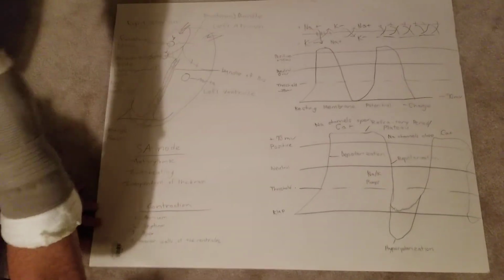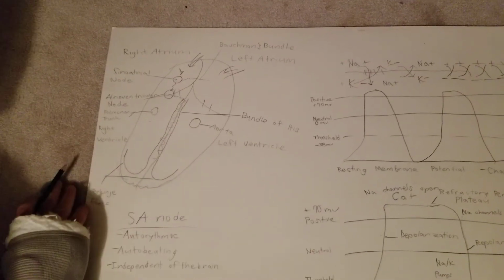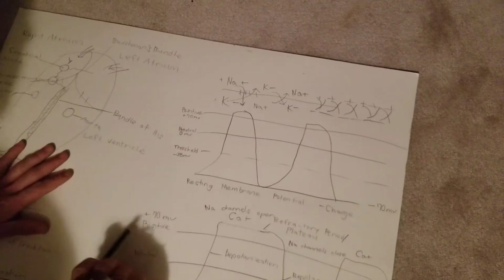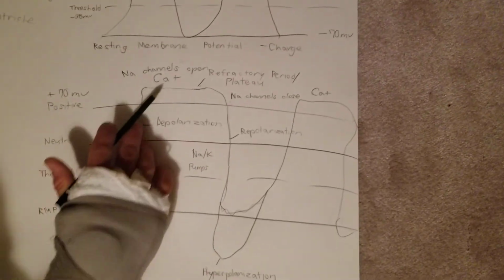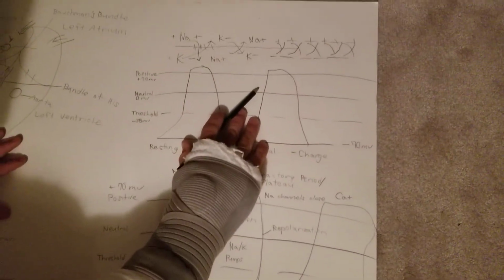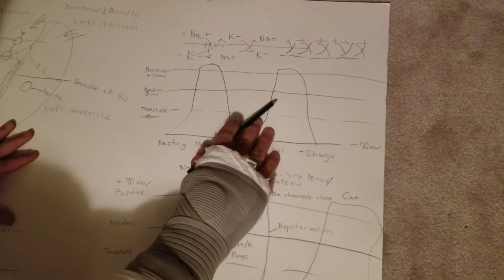Action potentials come from the SA node, keep our heart beating, no brain activity involved. We have calcium in the mix, which differentiates it from a skeletal muscle action potential. And that's it. So now you know how the heart works.